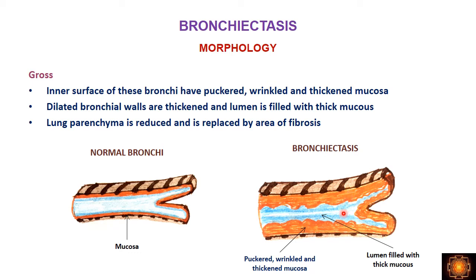And then the lumen will be showing a very thick mucin in it. In between these dilated bronchi, the lung parenchyma will be reduced, and slowly it undergoes fibrosis. So for the gross appearance, you have to describe the term honeycomb appearance. Then you describe the inner cut section: a thickened mucous layer, the surface which is wrinkled and puckered, and the lumen shows a very thick mucin.